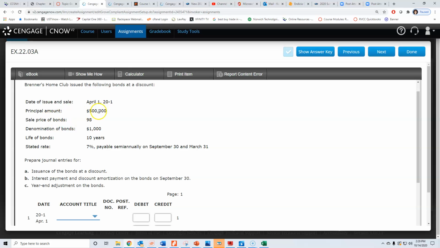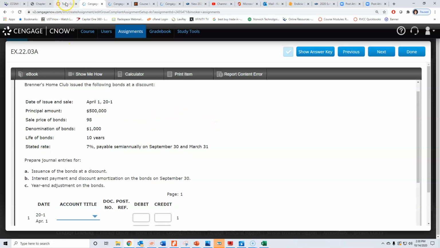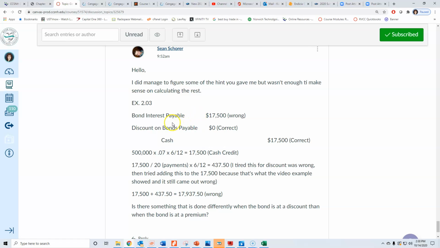We have the principal amount of the bond of $500,000, a sales price of 98, which tells us if it's less than 100, it's being sold at a discount. And so because it's being sold, well, I'll come back to that in a second. This is a 10-year life of the bond. 7% is payable semi-annually, so twice a year. And so let's look at where we're at.